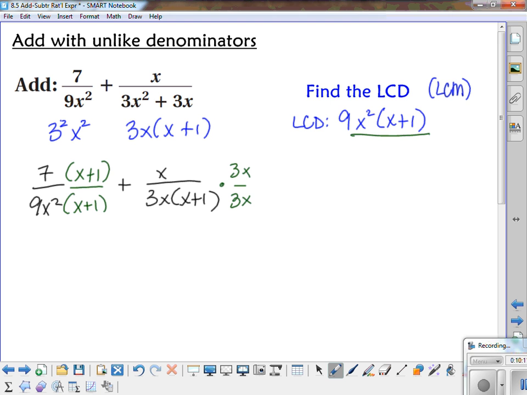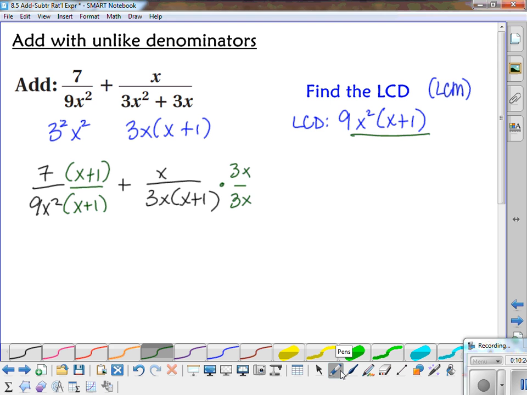Because now I'll have a common denominator. What's on the bottom of both of them now? 9x squared times x plus 1. Okay? All right. So let's go ahead and distribute. Do you see it now?